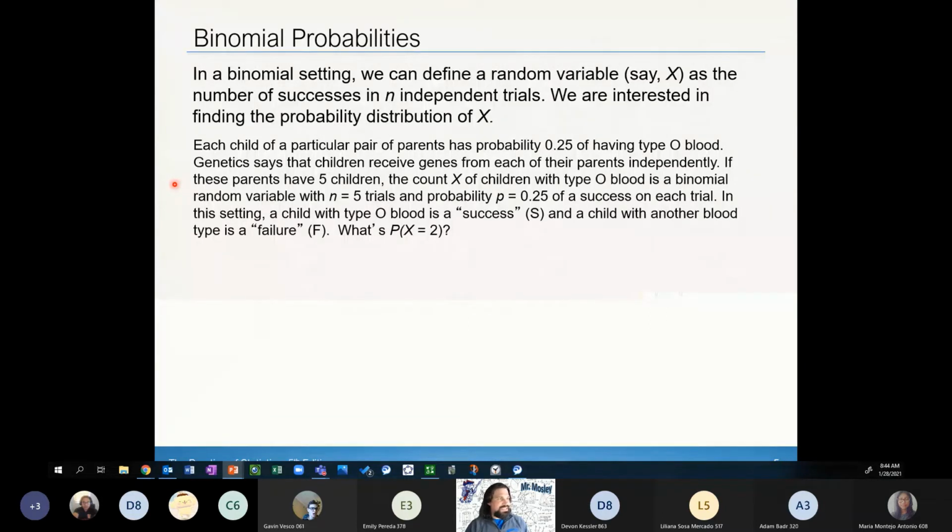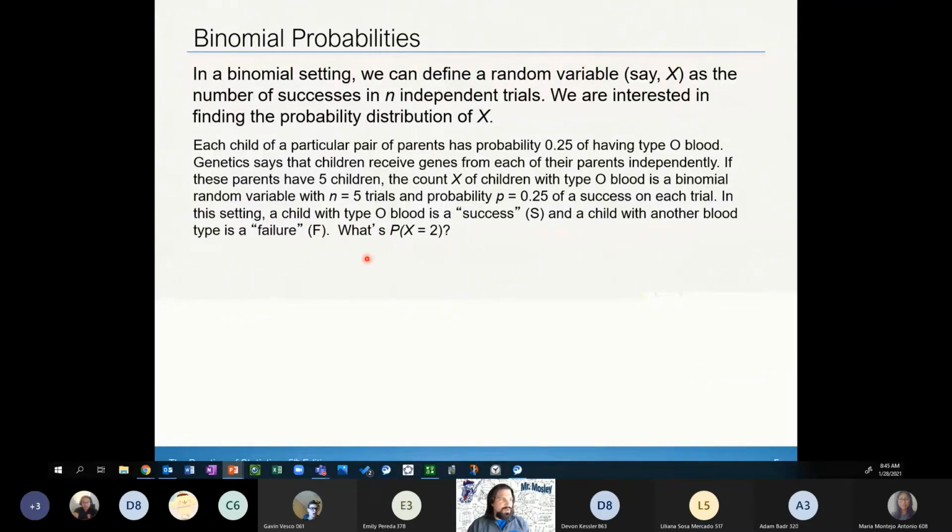In this setting, a child with type O blood is a success, S, and a child with another blood type is a failure, F. It's important to understand that when we're using probability lingo and statistics, success and failure doesn't have a positive or negative connotation or implication. Success is just the thing that I'm tracking, failure is the other stuff that I'm not tracking.